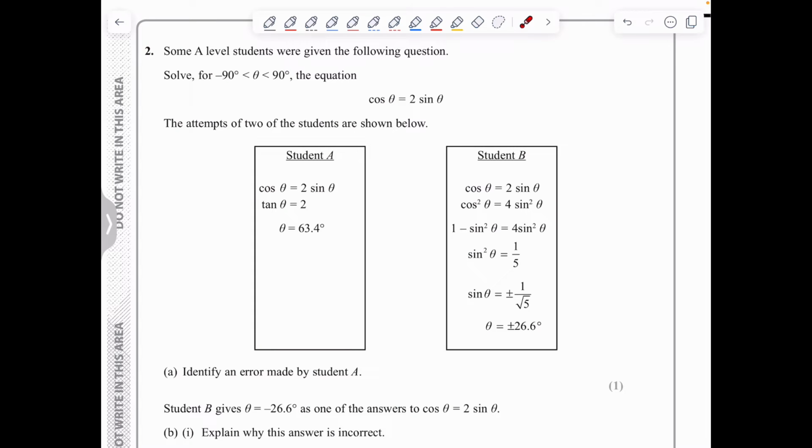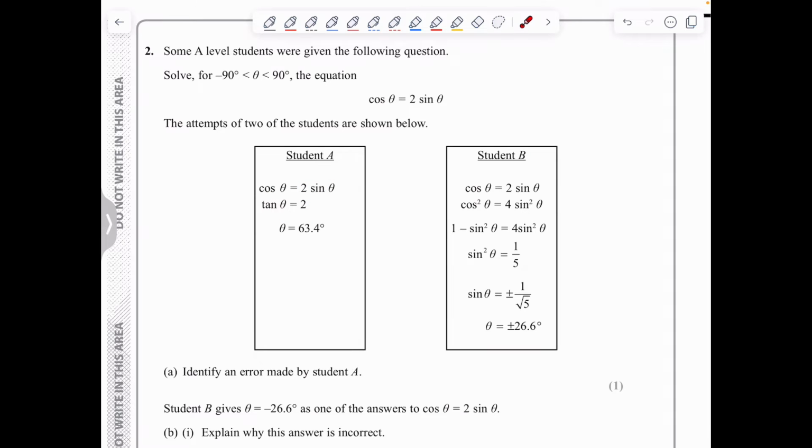In question 2, we've got the trigonometric equation cos theta is equal to 2 sine theta, and we're being given the attempts by two students, student A and student B, and we need to identify an error made by student A. Well, this is the working of student A. They start with cos theta is 2 sine theta, which is the original equation, and they lead to tan theta is 2. And this is the mistake here because they divided cos by sine to isolate the 2 on the right hand side, thinking that cos theta over sine theta is tan theta. Well, it's sine theta over cos theta, which is tan theta.